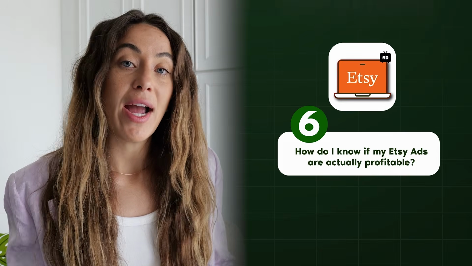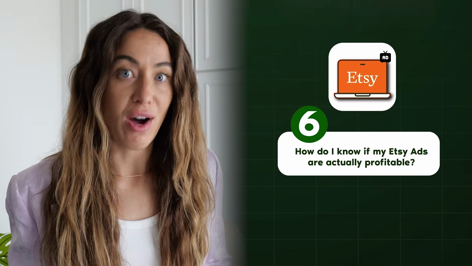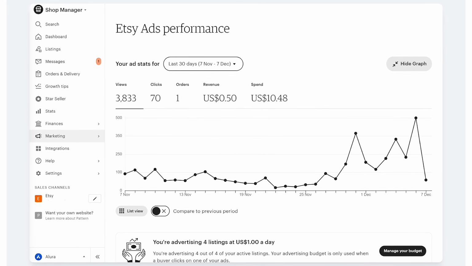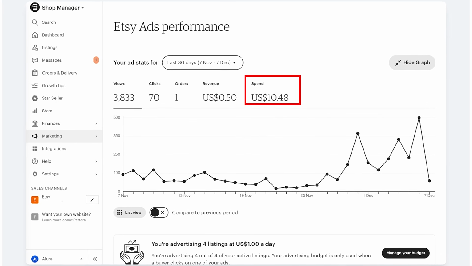How do you know if your Etsy ads are actually profitable? Okay, so this is a really important question, and this is where most people don't understand Etsy ads. What 90% of people do when they run their Etsy ads is they go into their Etsy ads dashboard and they look at what they spent versus what they made. But this is not an accurate depiction of how that listing is performing holistically with Etsy ads on.